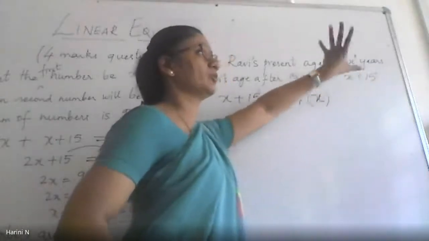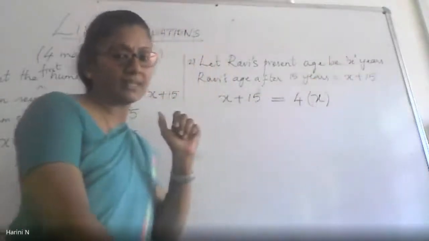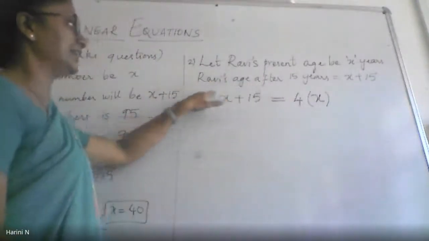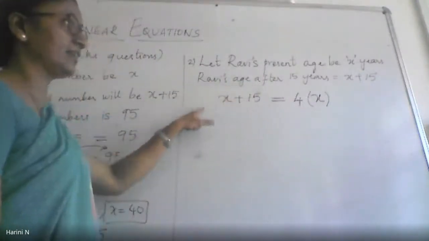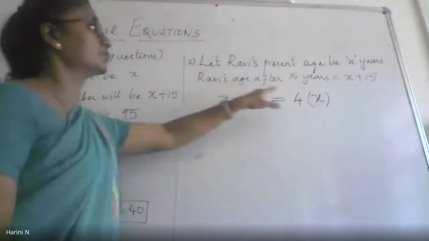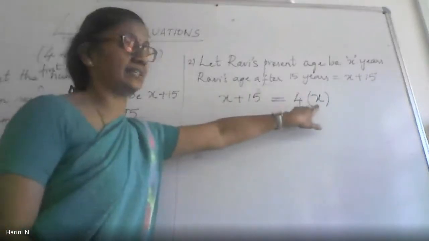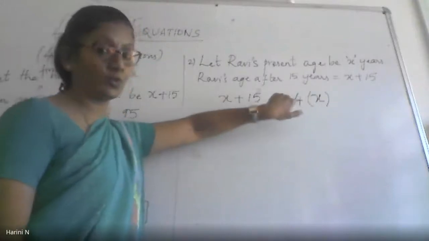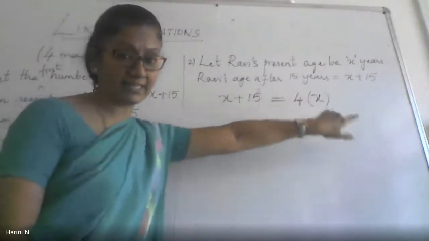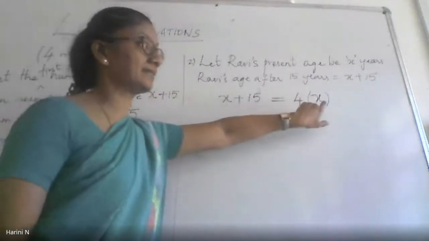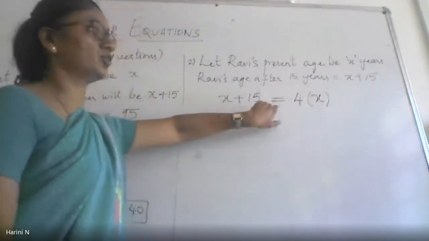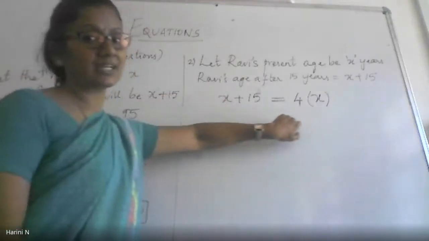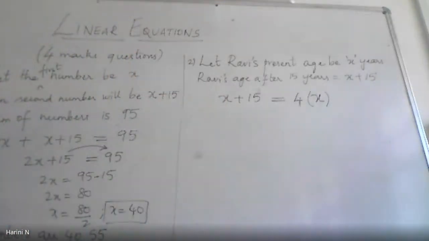There is some relationship between the two, and that is what they have given. They have said 15 years later, if this is Ravi's age, this age is 4 times his present age. On the present age x, 4 times means 4 multiplied with x. So 4 times the present age is equal to his age after 15 years. So this is how the equation is getting framed.